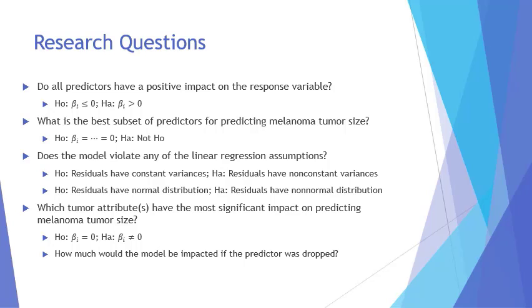The second question can be done by performing a hypothesis test between the full model and the model provided by the best subset algorithm. The third question is, does the final model still violate any of the linear regression model assumptions? Hypothesis testing can be done in terms of testing for constant variances and normality. And lastly, which tumor attributes have the most significant impact on predicting melanoma tumor size?